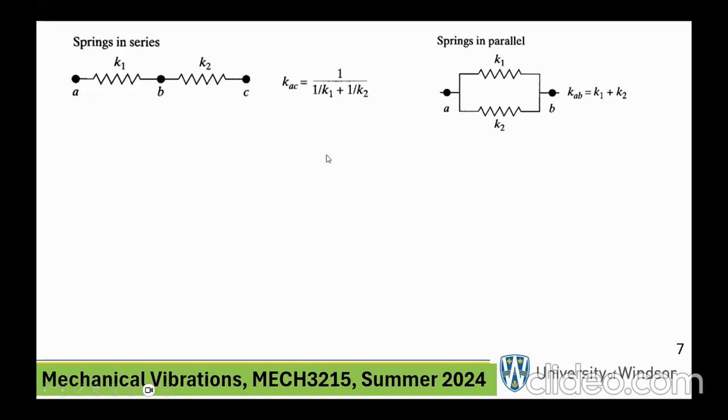These two springs are in parallel. So the effective stiffness is just the sum of them. Both of these will actually resist the motion, okay? In parallel, actually. So K1 plus K2 for springs in parallel.